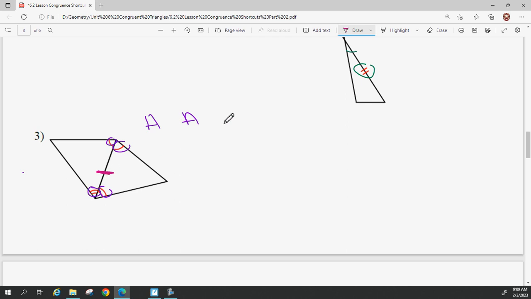Is the side not between them? Well, you can see this side that I've marked up is between all of these circles I made. And so I'm going to put my S for my pair of congruent sides there. This is an example of the angle side angle shortcut.